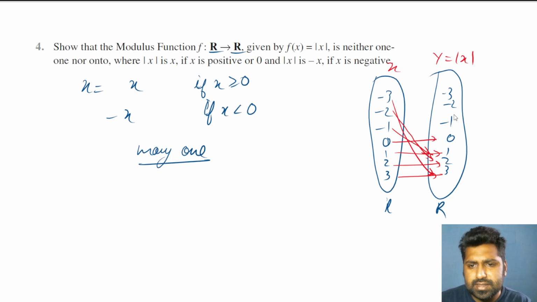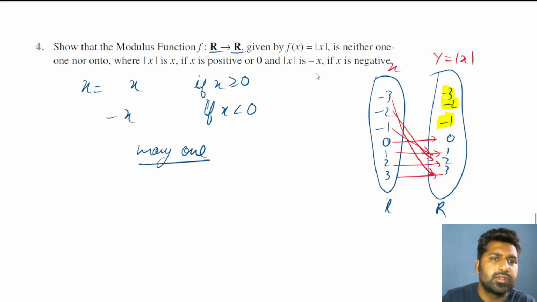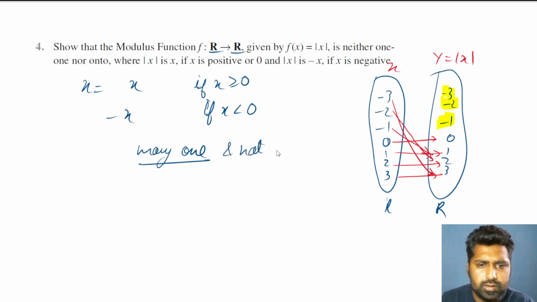And you can see all y should have some x, but these negative values of y are missing x, because mod is never negative, so there will be negative values of y which are not related with any x. Okay. So this is many-one and not onto.